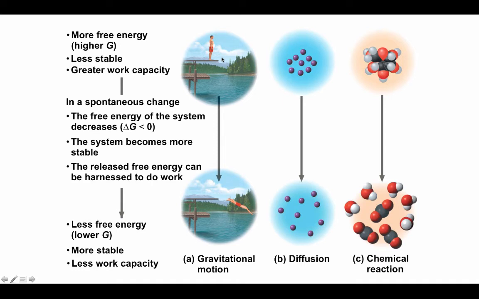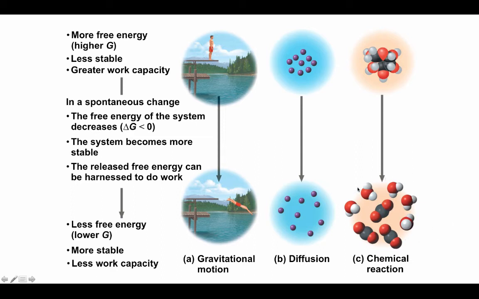Some sort of spontaneous change will happen. The free energy of the system is going to decrease. The system is going to become more stable, and the released free energy can be harnessed to do some kind of work. So when this diver jumps off of the platform and reaches the Earth's surface, he's going to be stable; gravity is not going to be causing that change between potential and kinetic energy any longer. When diffusion happens, it's going to reach an equilibrium where molecules are equally likely to move into an area versus out of it. So this is when we have an equal concentration of the molecules throughout the volume.